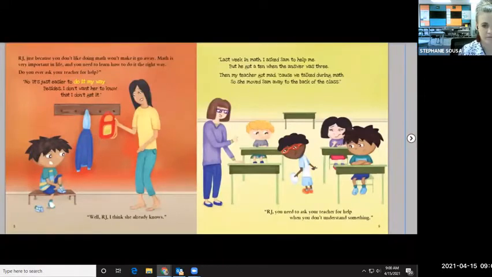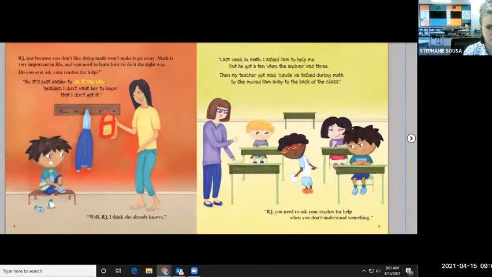RJ, just because you don't like doing math doesn't make it go away. Math is very important in life, and you will need to know how to do it the right way. Do you ever ask your teacher for help? No, it's just easier to do it my way. Besides, I don't want her to know I don't get it. Well, RJ, I think she already knows.